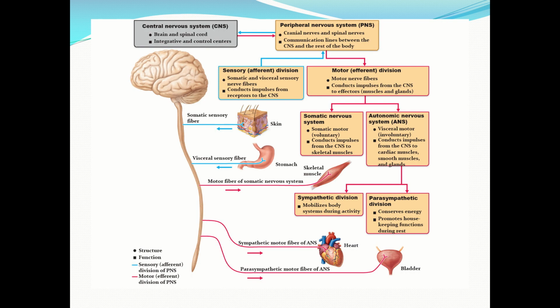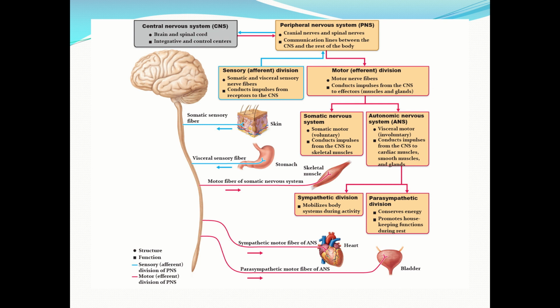This illustration shows the layout of the nervous system. The central nervous system is the brain and the spinal cord, and notice that the function of the central nervous system is for integration, and it also has the major control centers. The peripheral nervous system is going to contain the cranial nerves and the spinal nerves, and it forms the communication lines between the central nervous system and the rest of the body.